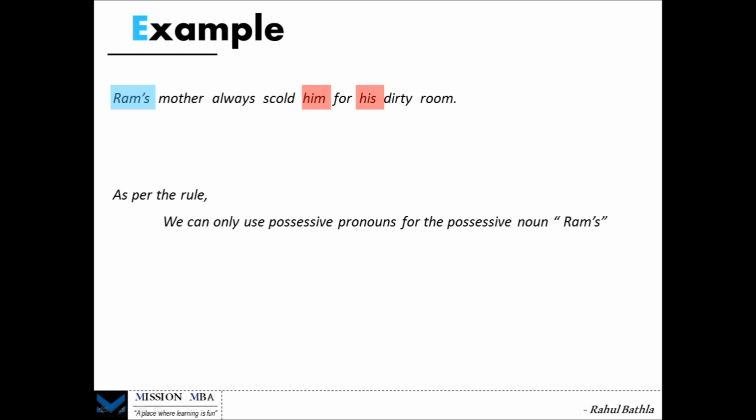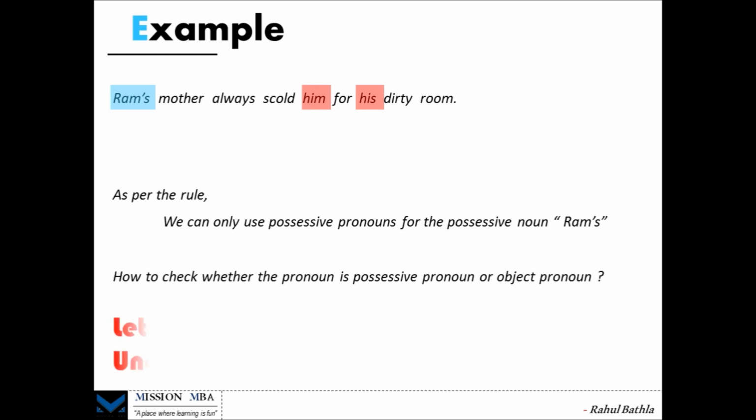So, we need to know whether him and his are possessive pronouns or object pronoun. How to check? Let's go ahead and understand. Simply ask yourself, what is this him used for? Ram or Ram's? Replace this him with Ram and read the sentence. So it becomes, Ram's mother always scolded Ram for his dirty room. Seems absolutely fine. So this is correct.